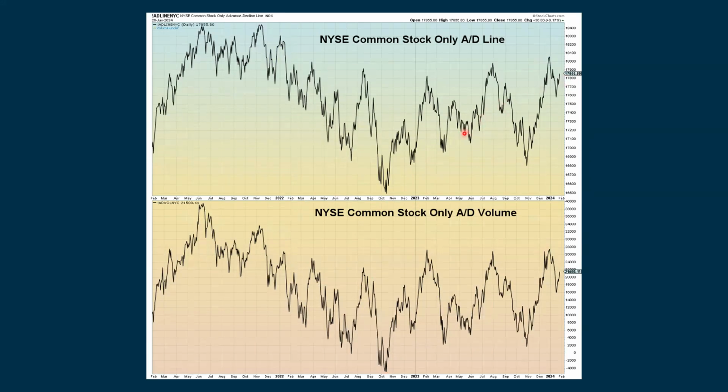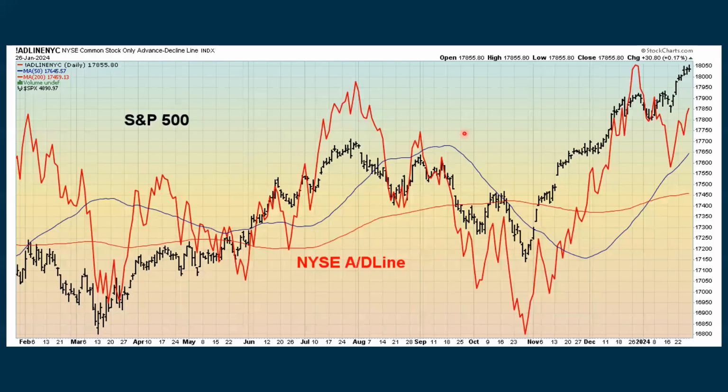I'm also noticing this in some other indicators that I've been bringing out in the daily videos. Then we look at the NYSE advanced decline line, which is the red line here. That's the broad market measure.